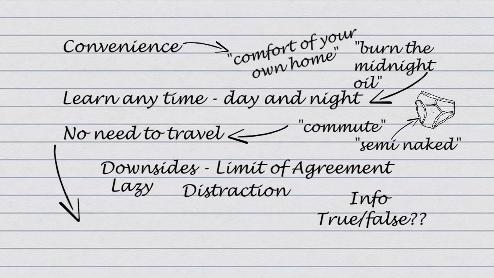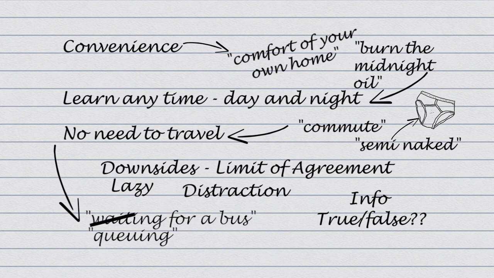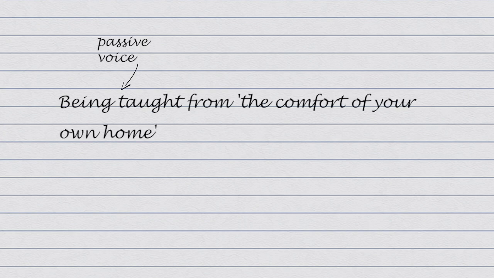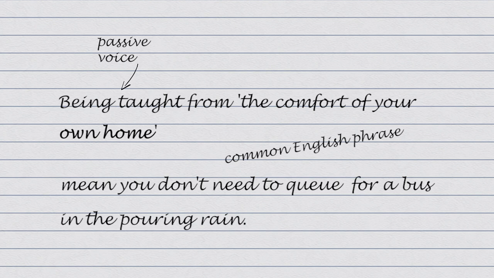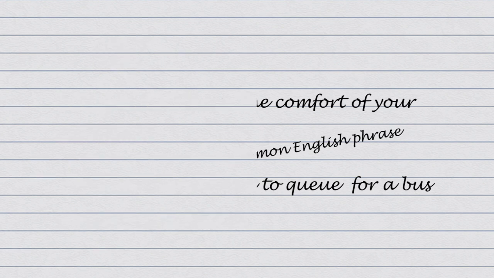Here we could use waiting for a bus. No, queuing for a bus, even better. So now I have the sentence, being taught from the comfort of your own home means you don't need to queue for a bus in the rain, in the pouring rain. So you see how writing notes gives you the opportunity to develop your sentences.